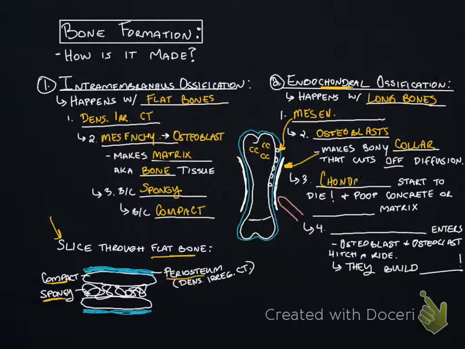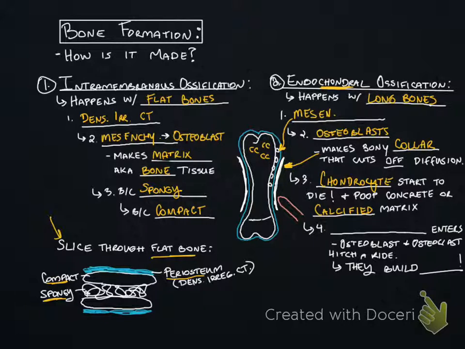Well, our chondrocytes, our cartilage cells, start to die. And they poop out this sort of concrete substance. It's a calcified matrix. It's a calcified cartilage matrix.